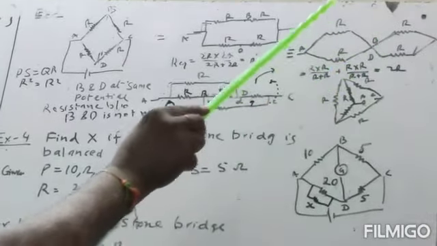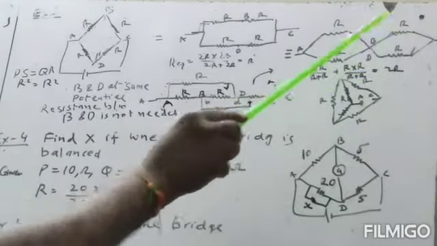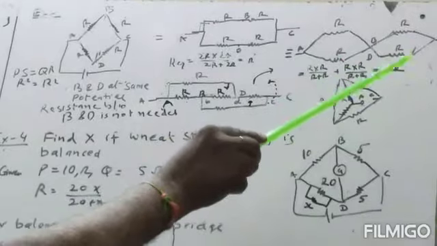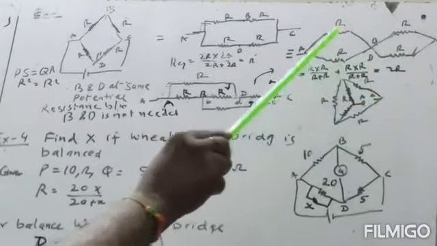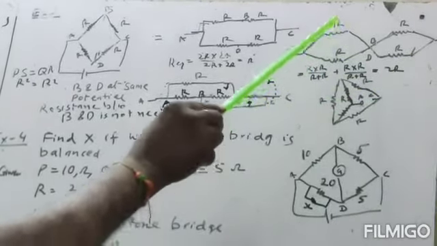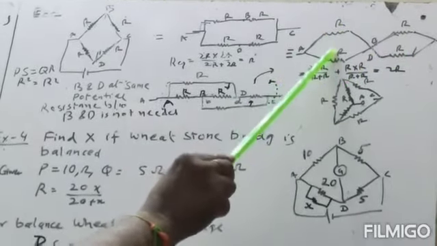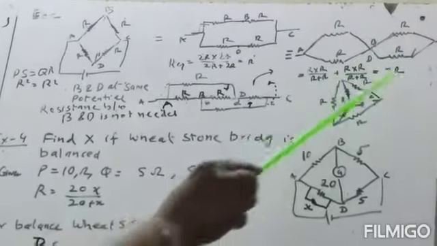Here one resistance R, another resistance R, this resistance R. These two resistances are parallel and these two resistances are parallel, and these are in series. So how much will the parallel be? R and R gives R by 2, R and R gives R by 2, and R by 2 and R by 2 are in series. So this will be the total.